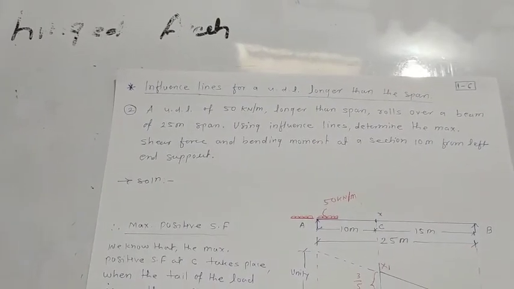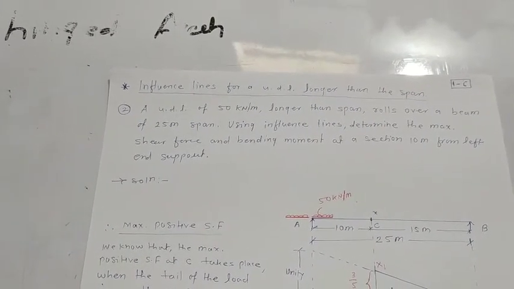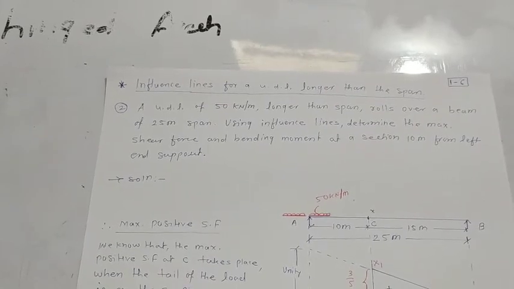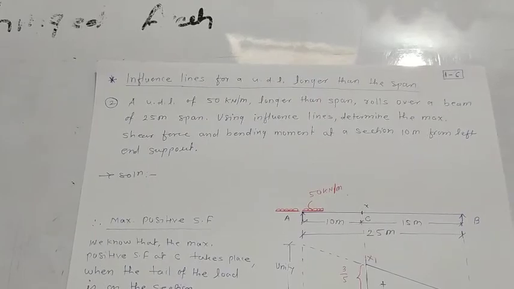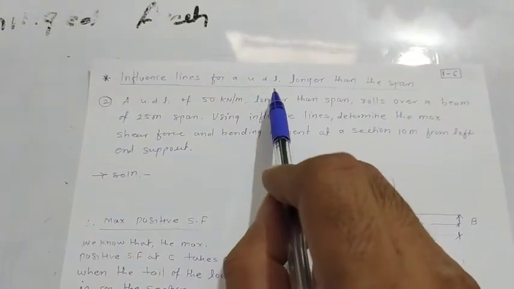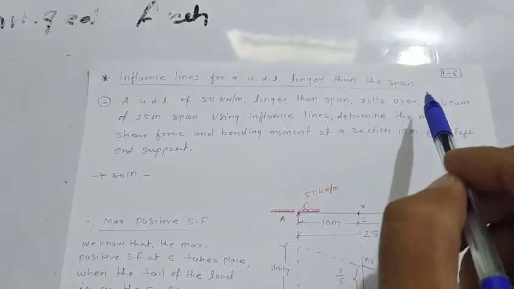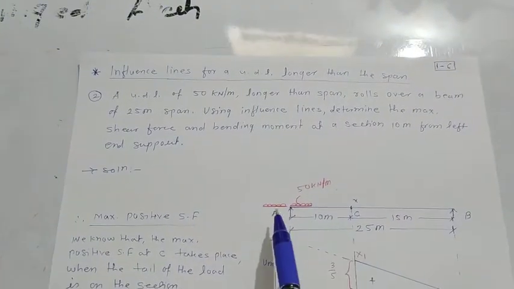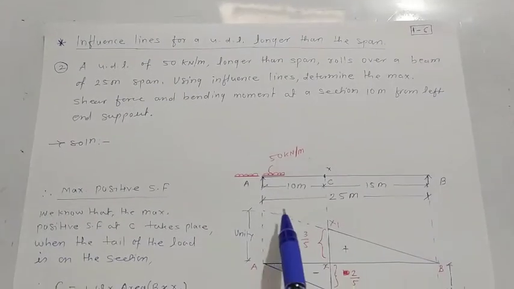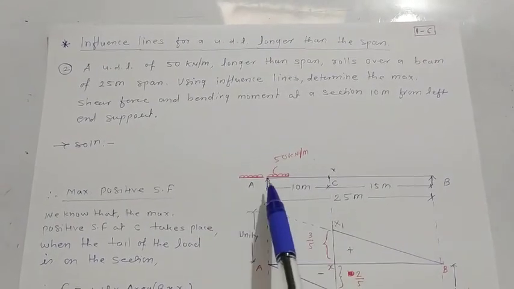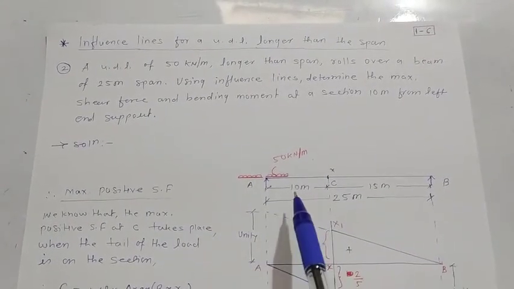Hello everyone. This one is the second problem of influence line diagram. This one is the second type, influence line for a UDL longer than the span. Means the UDL is longer than the span. Suppose our span is 25, the span of UDL more than the 25.